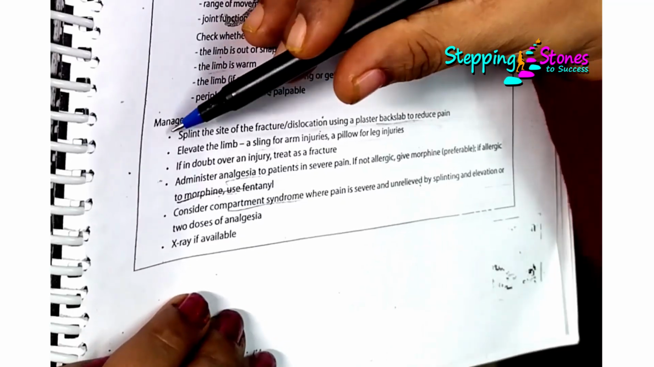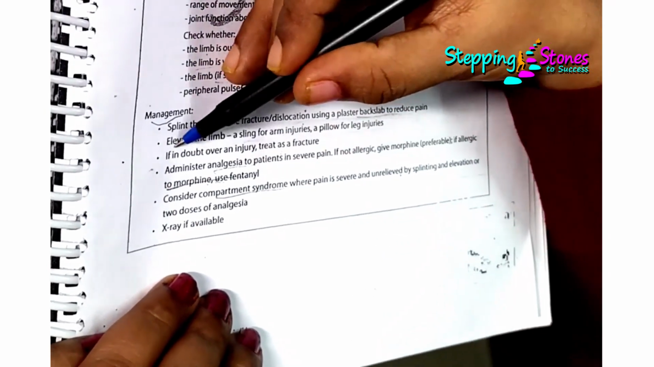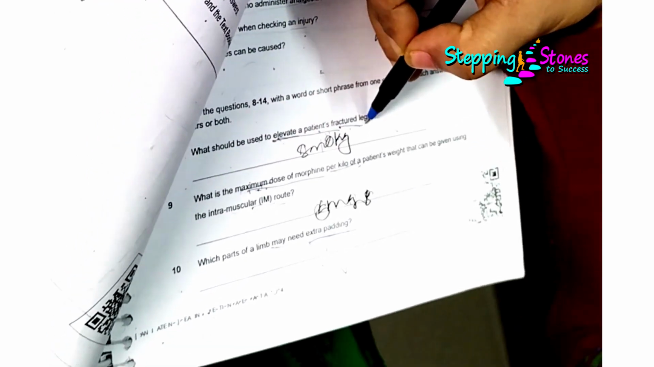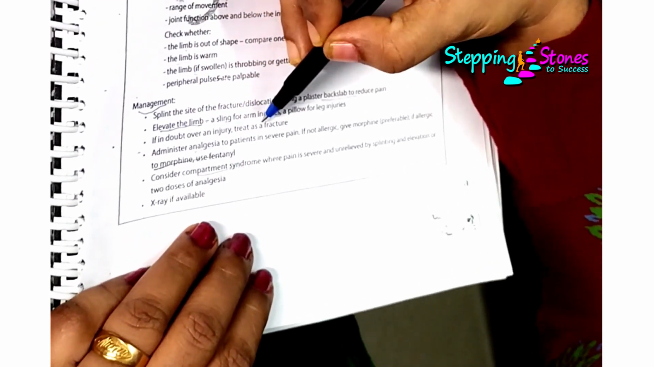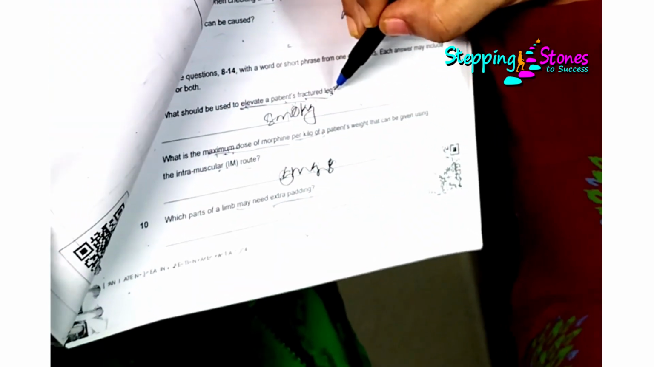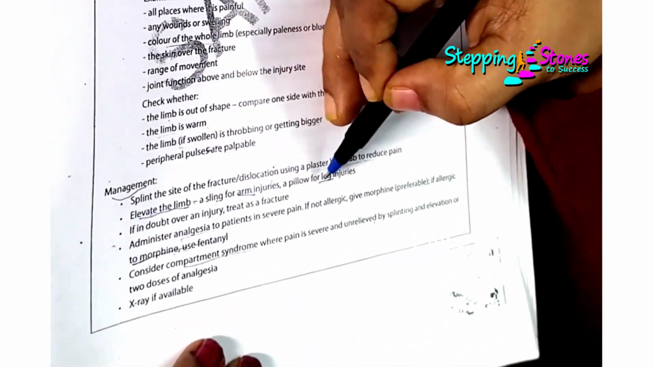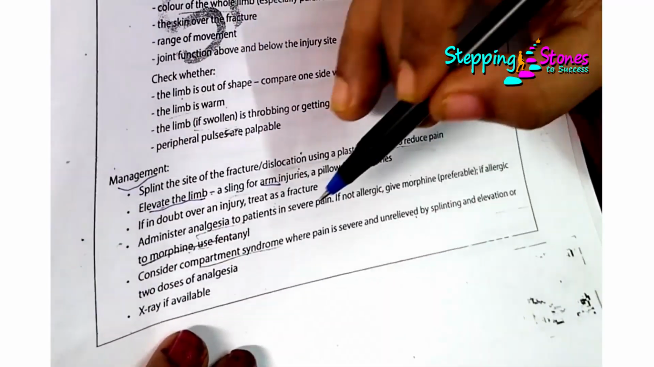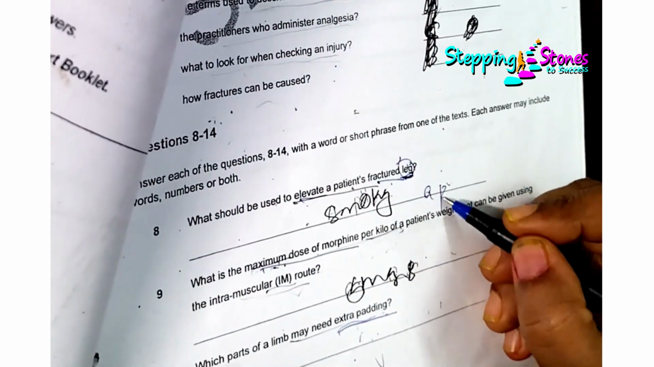Elevating the patient's fractured leg: here I can see that it is under the management, because I have already gone through the text and I know that somewhere here it is: elevate the limb. So, what should be used to elevate a patient's fractured leg? Here too you have to be very conscious: it's limb for arm and pillow for leg. Here they have asked about a fractured leg, so don't go for arms. Leg is given here and leg is given here, isn't it? So don't go for arms. You have to use a pillow as your answer.